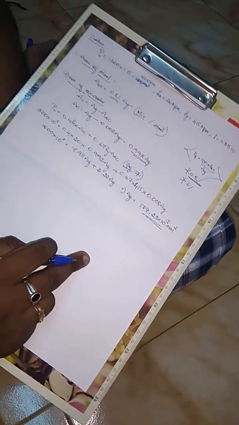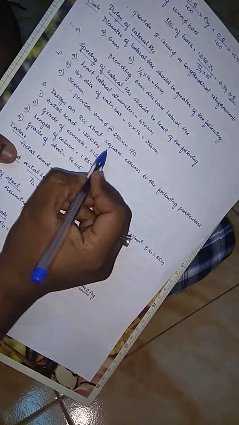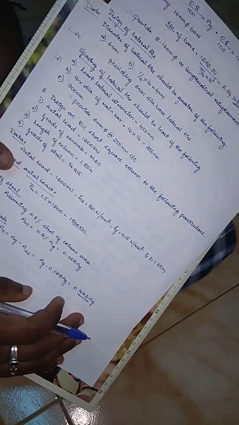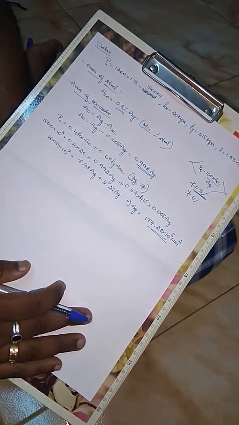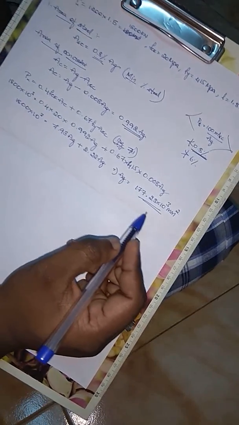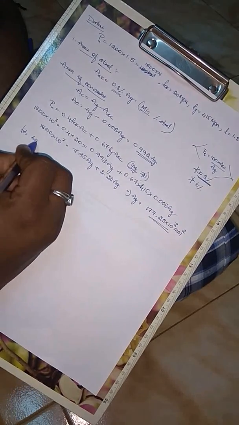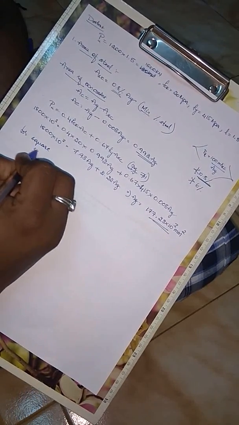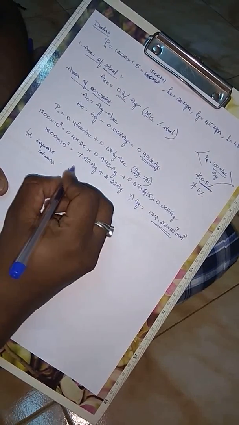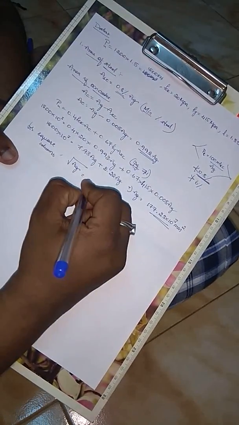Okay, since in the question it is given as RCC short square column, please underline this square column. Square column means both B and D should be the same. Now we have got the gross area of the column as 177.23 into 10 power 3. For a square column, we need to take the square root of the value of AG, because both B and D should be the same, as I already told.